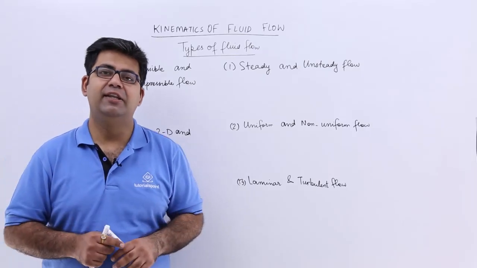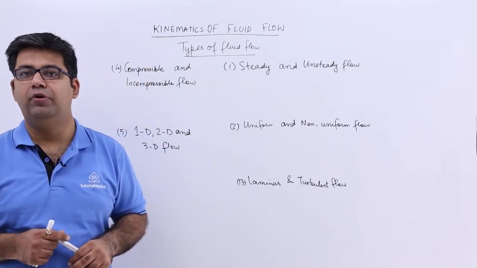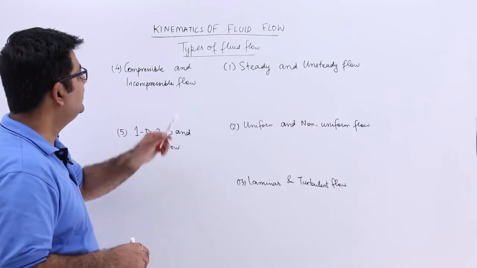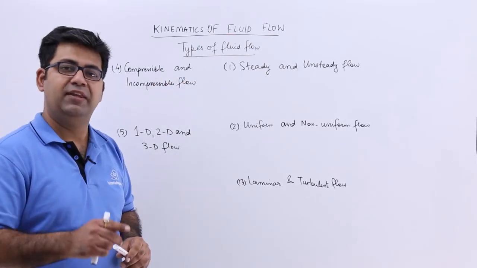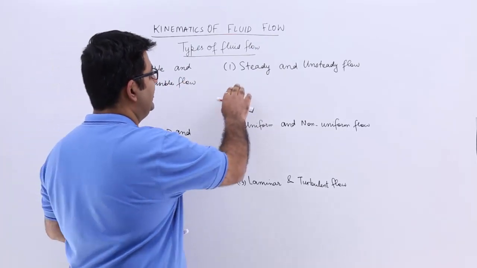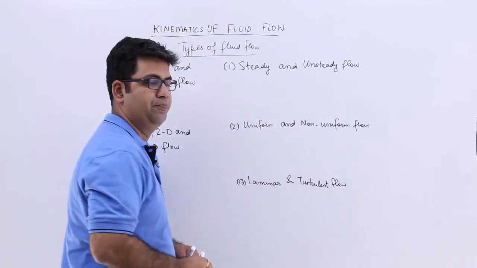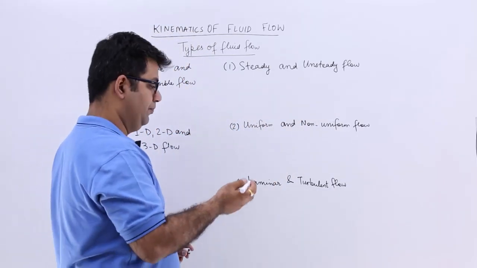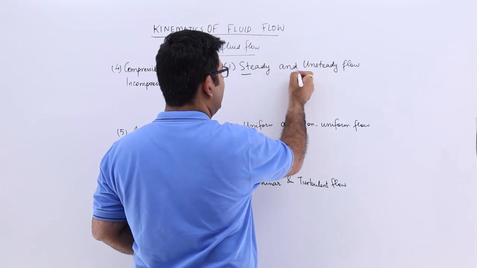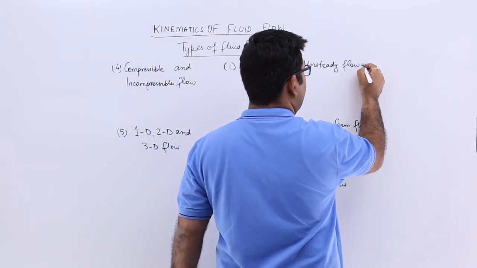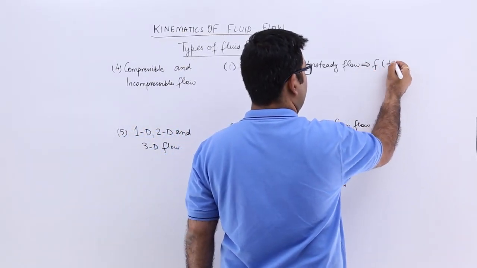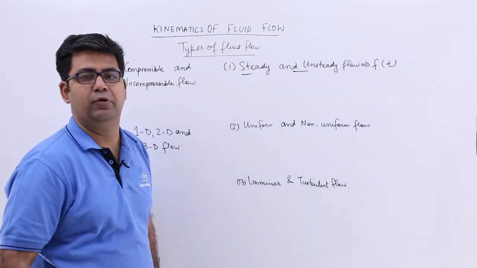Now, after understanding the concept of the kinematics of fluid flow, let's talk about the types of fluid flow. The very first type of fluid flow is the steady and unsteady flow. Now, what is a steady flow? Well, steady and unsteady flow means that you need to look at something with respect to time.